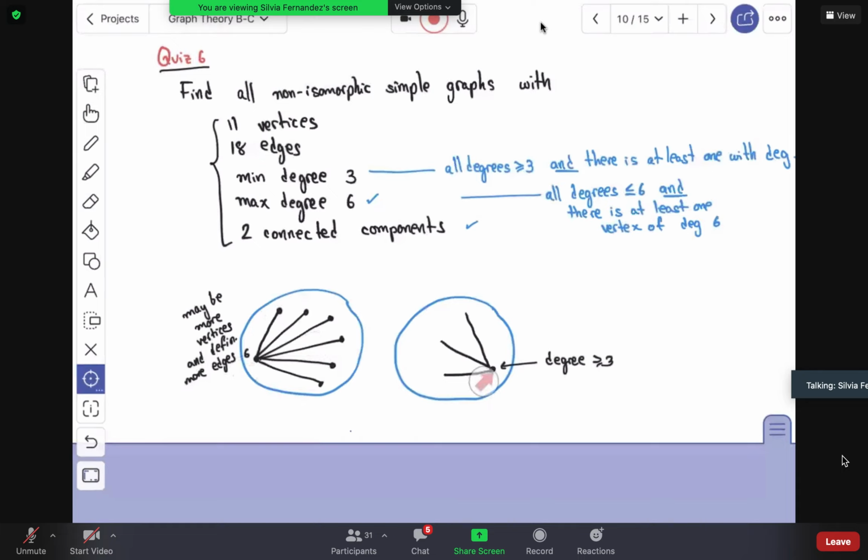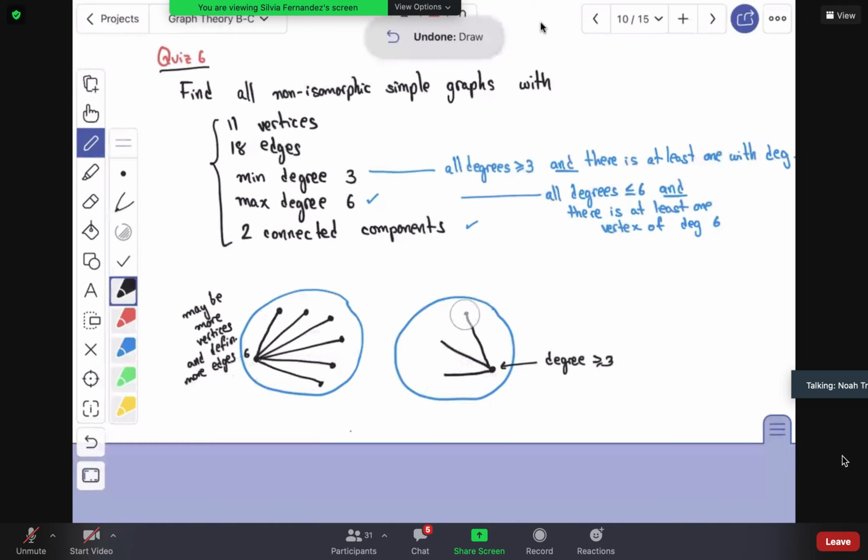Because this vertex has degree at least 3, there must be at least another 3 vertices in this component, right? Because I need to have those edges. Now, here's the thing. How many vertices do we have? 11. And how many do we have so far? 11. So those are all the vertices. There isn't any more. So it needs to be those and nothing else. That tells me that I need to have 4 vertices in one component and 7 in the other. This is the only way. I still need to complete it, but this is the only way for the components.